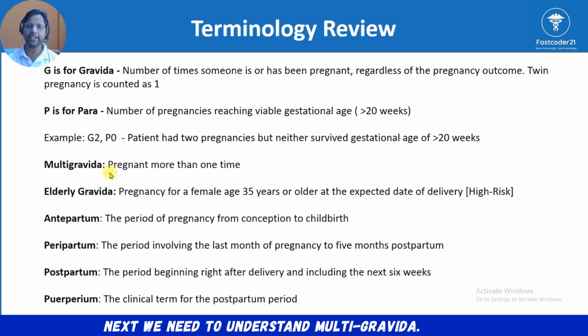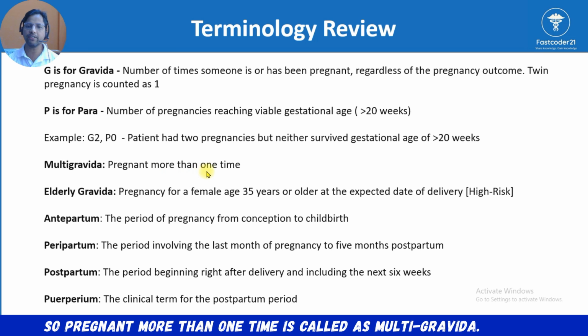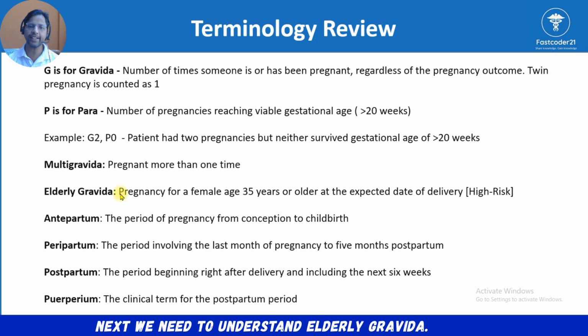Next we need to understand multigravida. Pregnant more than one time is called multigravida. Next we need to understand elderly gravida. This is a pregnancy for a female who is 35 years or older at the expected date of delivery. Most of the time, elderly gravida is a high-risk pregnancy. So in the operative report or documentation, if we see the patient is pregnant and her age is greater than 35 years, we need to code one separate code for elderly gravida, which we are going to learn soon.